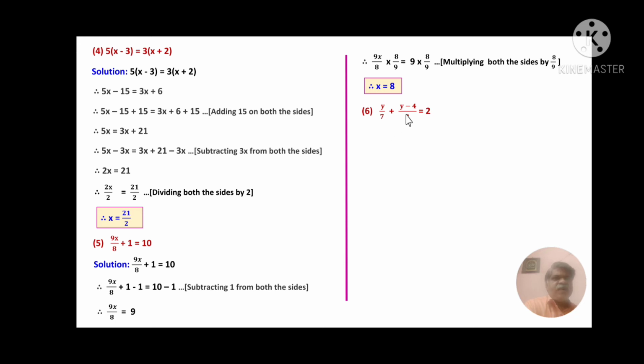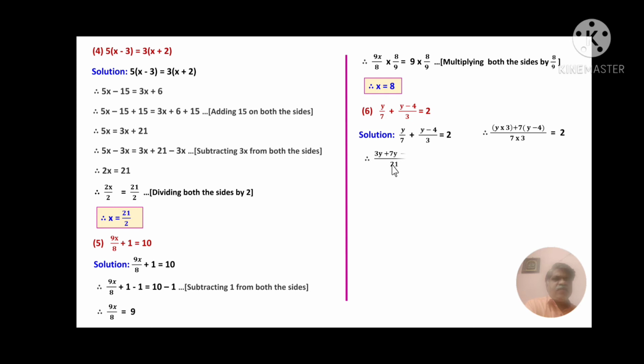y upon 7 plus y minus 4 upon 3 is equal to 2. Friends, let us write the given equation first. y upon 7 plus y minus 4 upon 3 is equal to 2. Therefore, we will multiply the first term of the left hand side by 3, and the second term by 7. Means we are going to find the LCM, least common multiple, of the left hand side. So LCM is the product of these two, since there is no common factor. So 7 into 3 is the LCM. So first term multiplied by 3 and the second by 7 at the numerator, and divided by 7 into 3, which will be equal to 2.